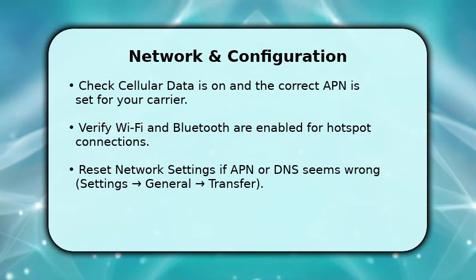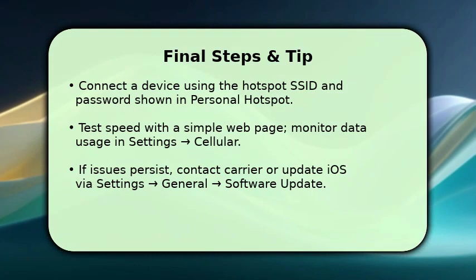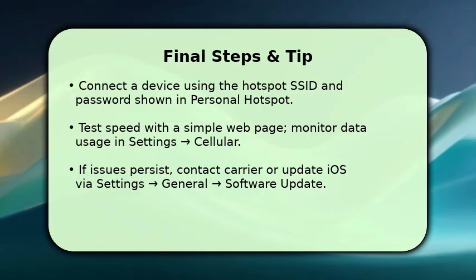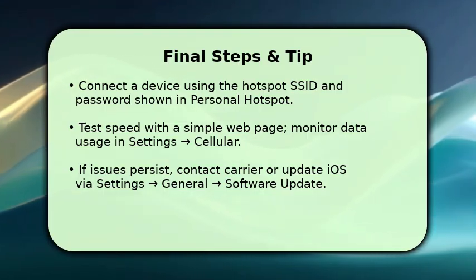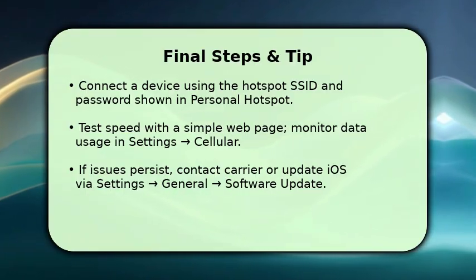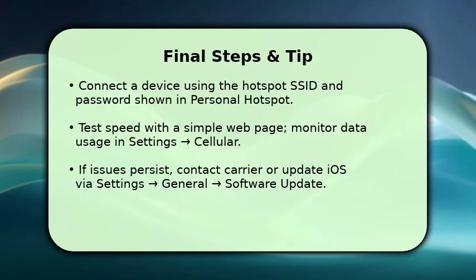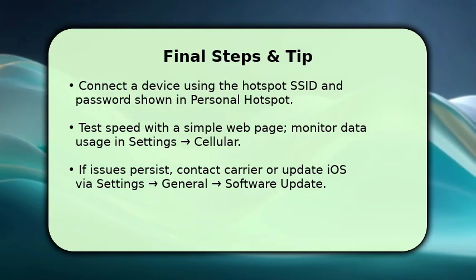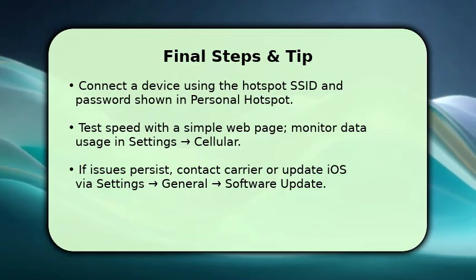You finish by connecting a client device using the hotspot name and password displayed on your iPhone. Type the password carefully, then test by loading a basic web page. Monitor data usage in Settings, then Cellular, to ensure the connection actually transfers bytes. If performance is poor, update iOS to the latest version to fix modem firmware bugs.